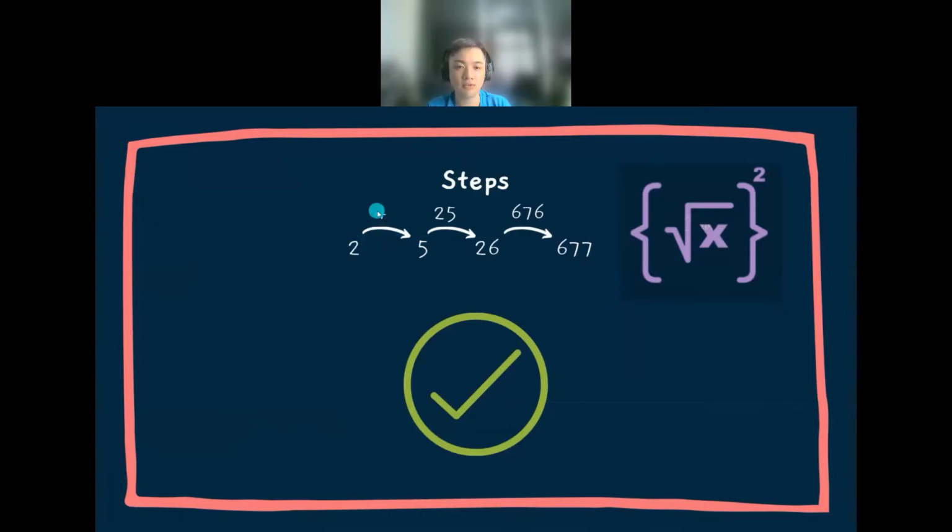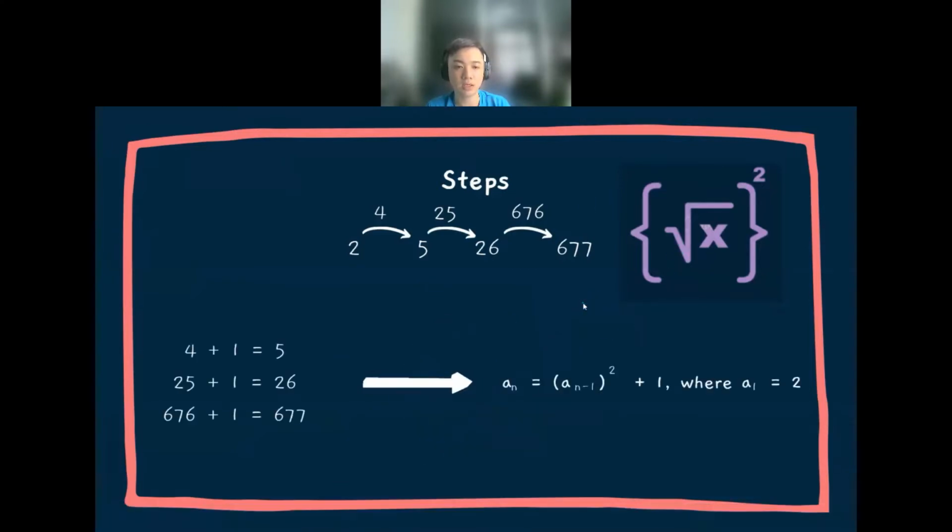For example, 4 is only different by 1 from 5, 25 is only different by 1 from 26, and 676 is only different by 1 from 677. So you kind of guessed it. Later we'll see, but for now, square is confirmed to be included in the recursive formula. So there is a tick, which means yes for this operation.